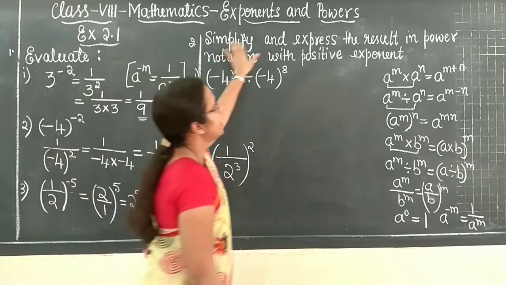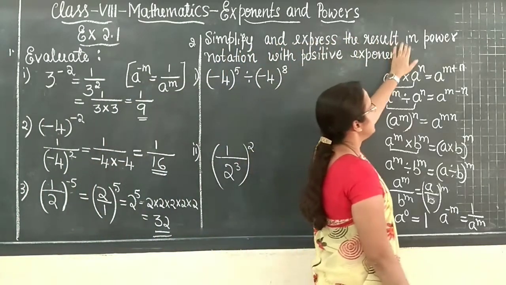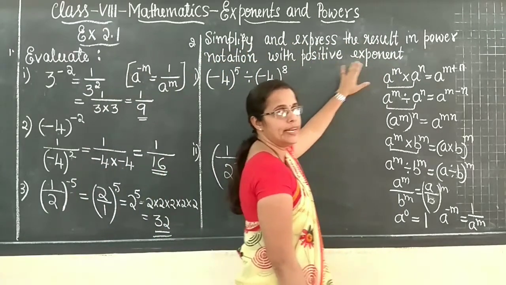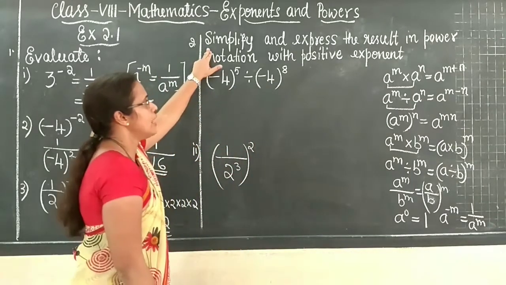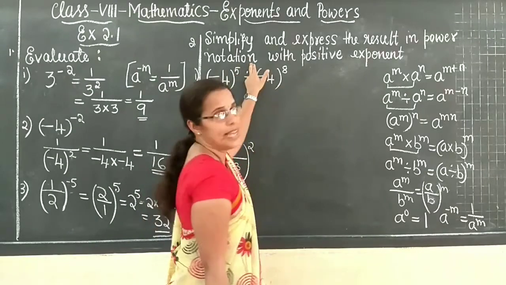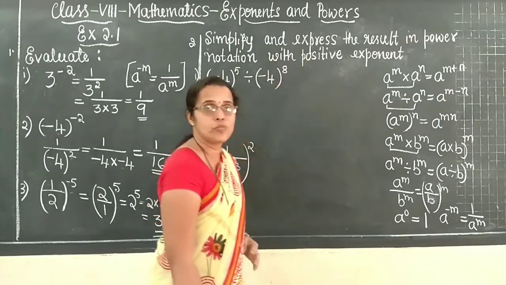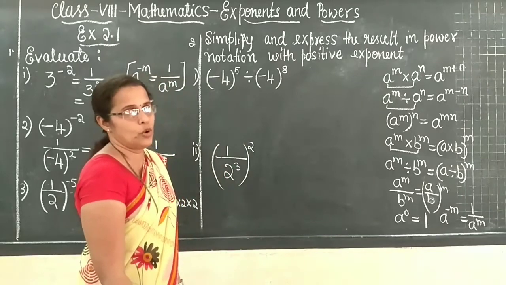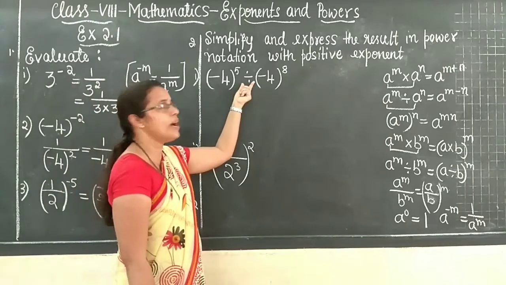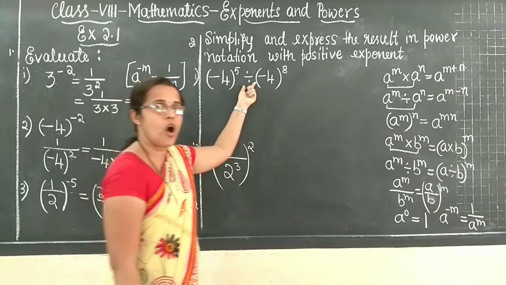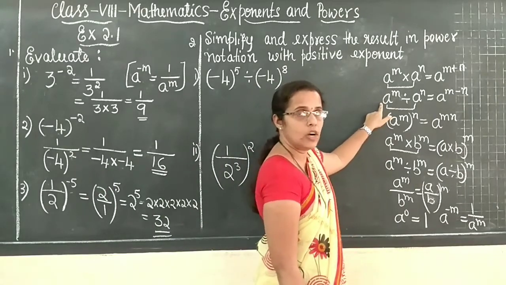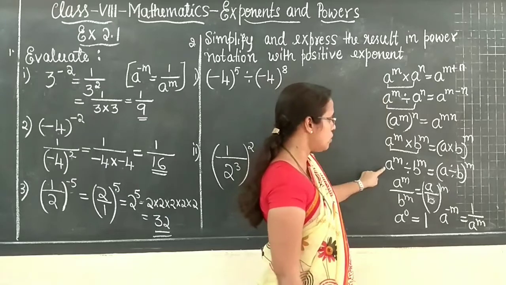Simplify and express the result in power notation with positive exponents. Okay, now here, how can I do this? There is a division mark. You saw the law of the division mark, one is this, one is this, right? Which one do I have to use, this law or this law?